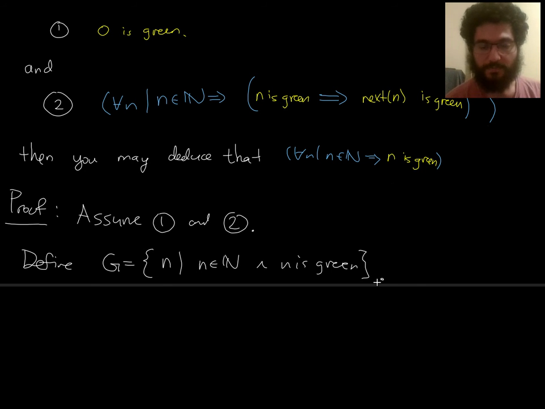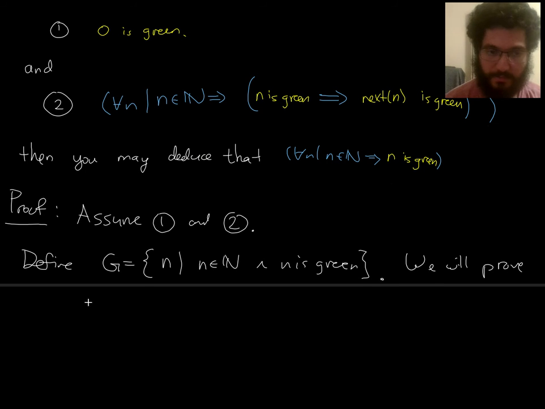Then what's our goal? In terms of G, capital G, our goal is actually to prove that G is the collection of all natural numbers, right? If we want to prove all natural numbers are green, then we want to prove the collection of all natural numbers is the collection of green natural numbers. So this is the trick. So the goal now, we will prove that G equals n. Actually, this equality is two inclusions, right? And one of the inclusions is obvious.